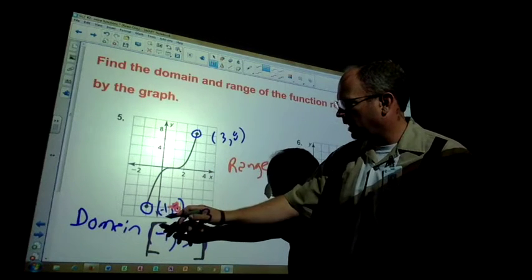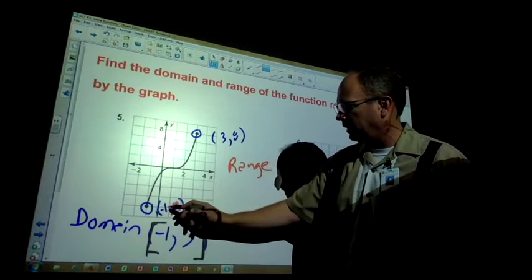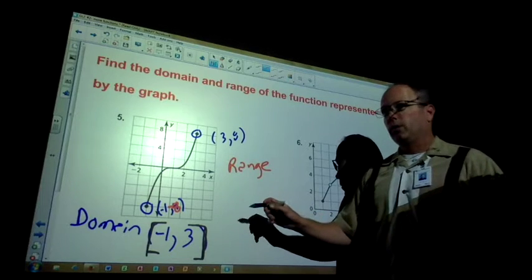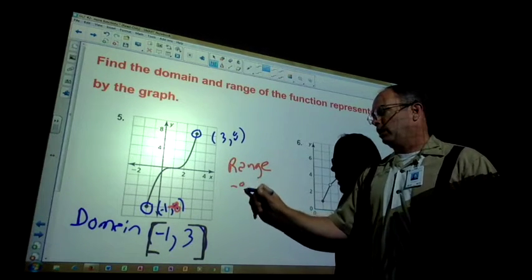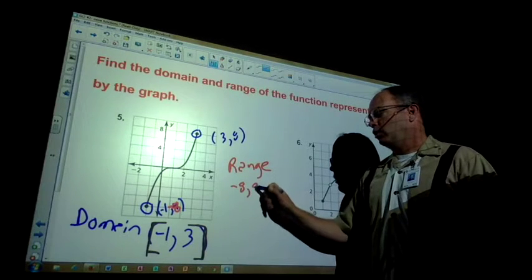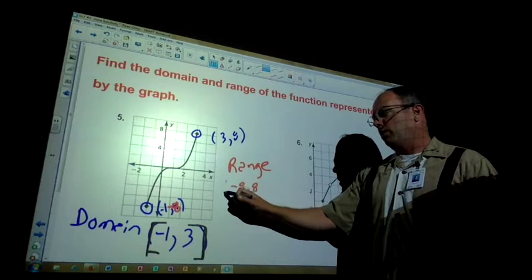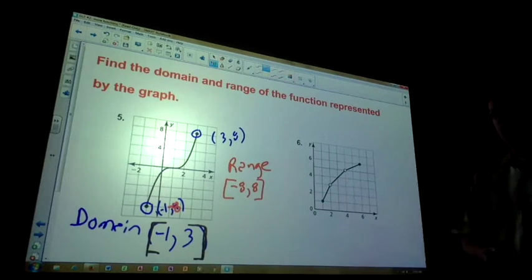Because we counted by 2s, right? Does that make sense? Negative 2, negative 4, negative 6, negative 8. That's negative 8. All right, where does my range start? It's my lowest y value. Negative 8. Where does it get to? Positive 8. Square dots or circle? Square, because I have a dot that we're including. Does that make sense?